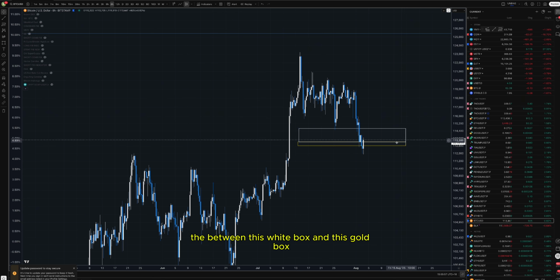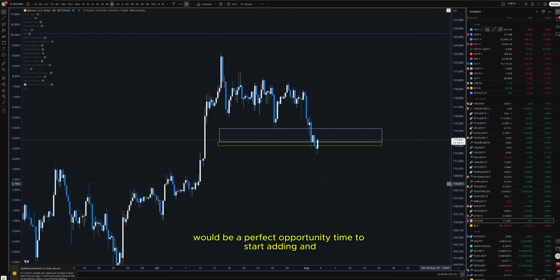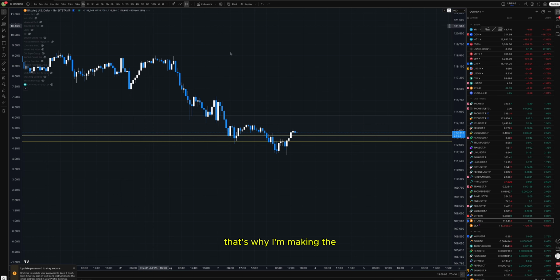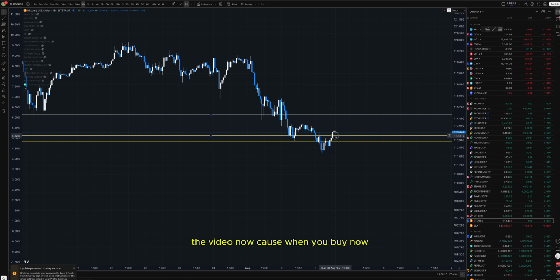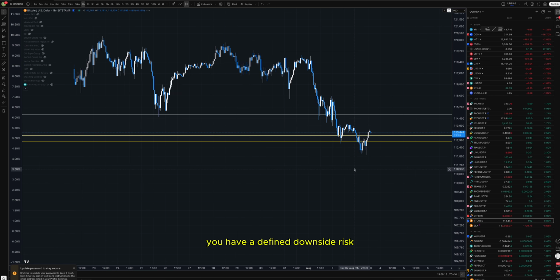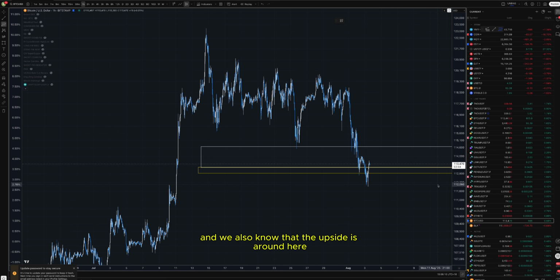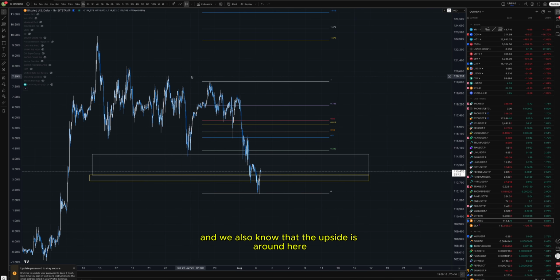Between this white box and this gold box would be a perfect opportune time to start adding, and as you can see, we're bouncing already. And when do you add? Now would be a good time to add. That's why I'm making the video now, because when you buy now, you have a defined downside risk, and we also know that the upside is around here, potentially.